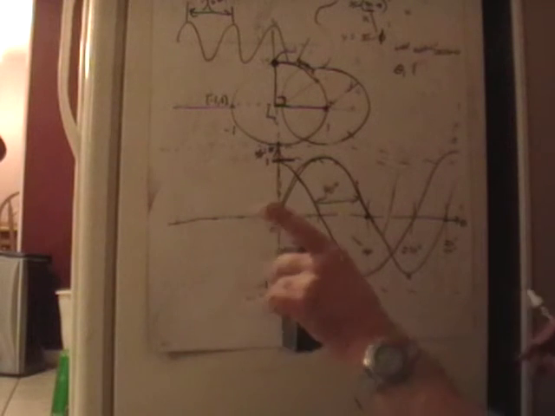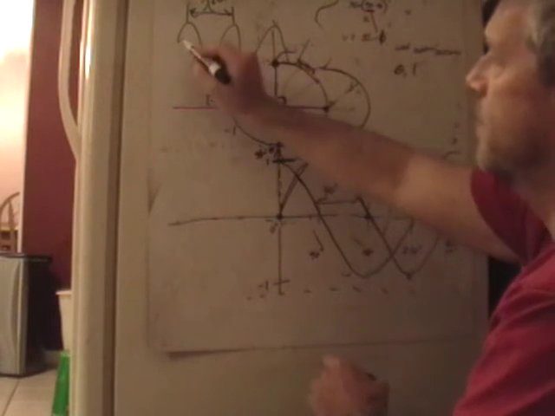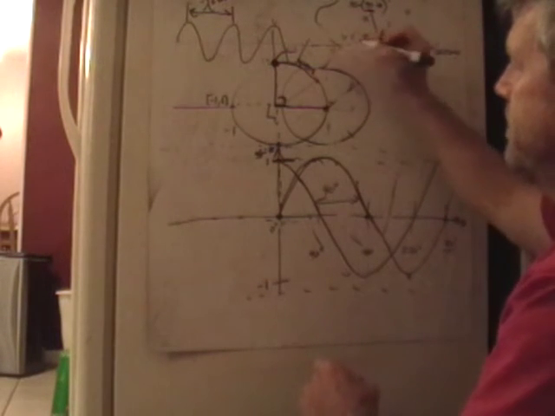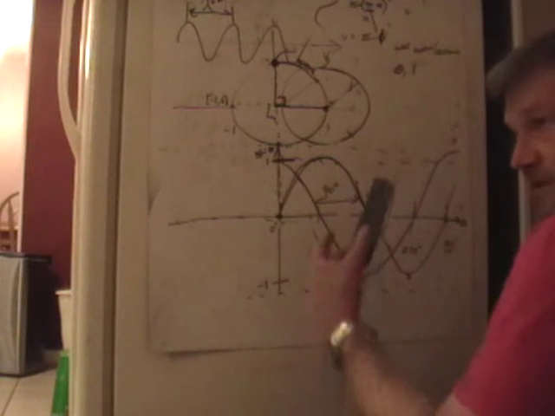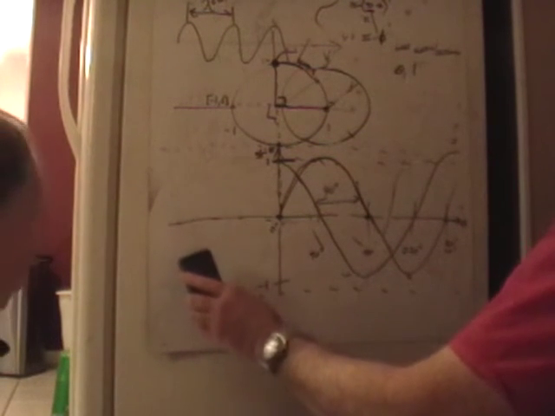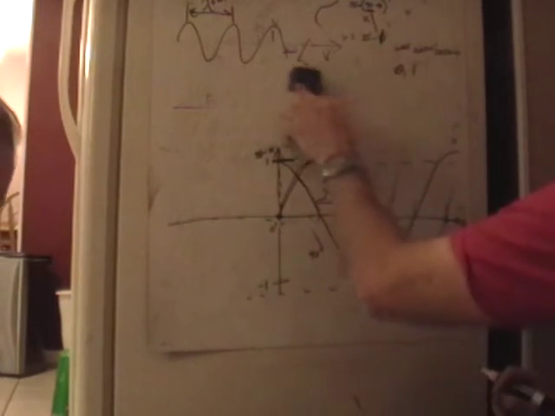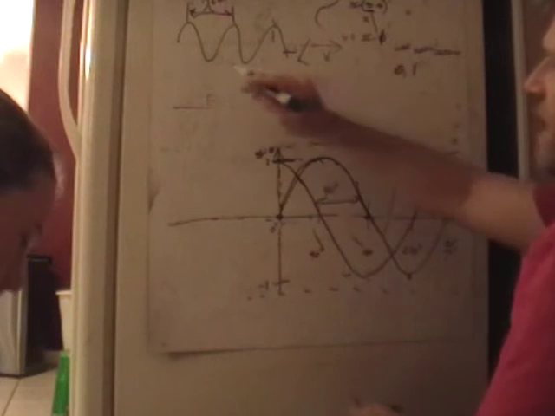So here's where I'm going with this. There is a propagation velocity through a medium. Velocity, V. Can I erase all this down here? Yeah. I'll erase this anyway. So V is how fast this wave's moving.